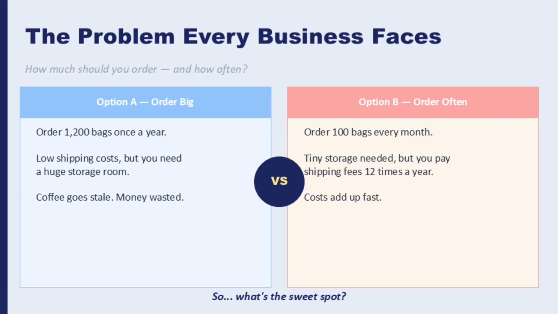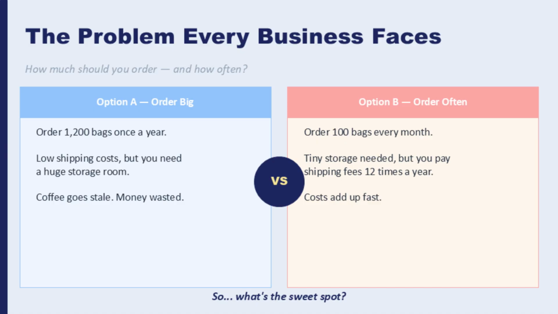Imagine you own a small coffee shop. You sell about 100 bags of coffee beans every month. Now, you have two options for ordering your supply. Option A, you order a huge shipment once a year. 1,200 bags all at once. That means you only pay shipping costs one time. Sounds smart, right? But here's the problem.